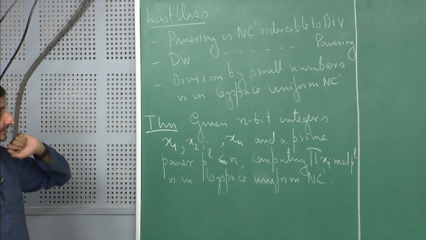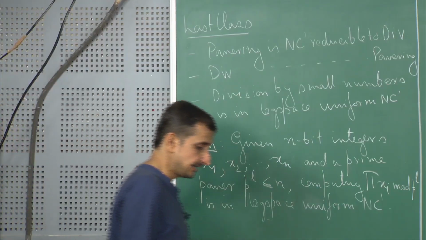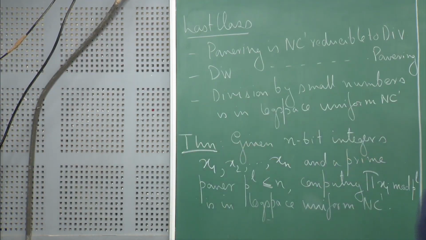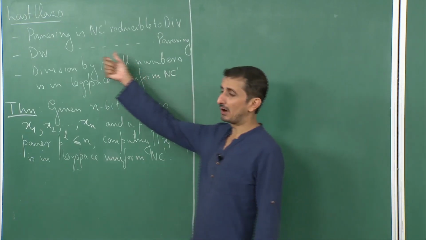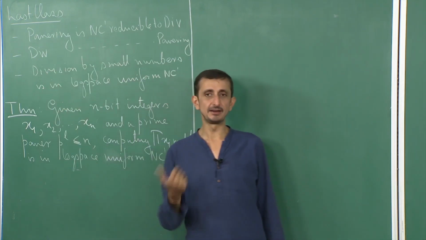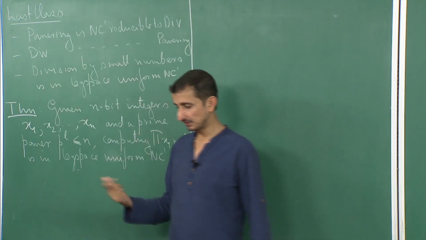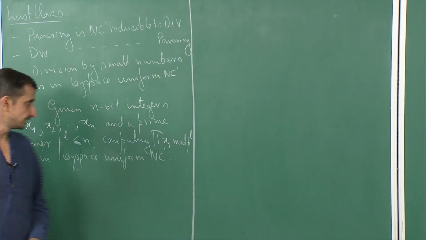And also the other thing that we observed last time is this other problem, iterated product. Okay, so ultimately our goal is to show that iterated product can be done in NC1, because observe that powering is nothing but a special case of iterated product. So that is the goal that we want to solve, that iterated product is in NC1.